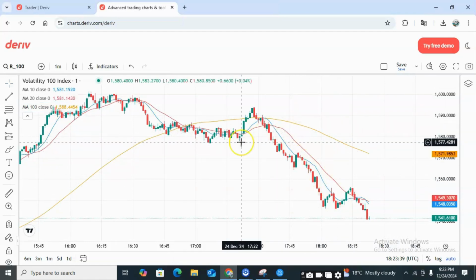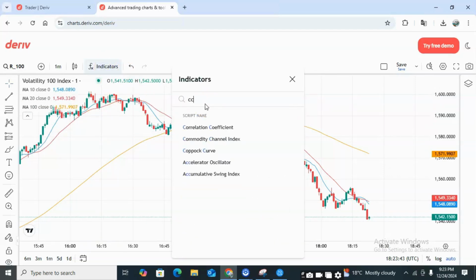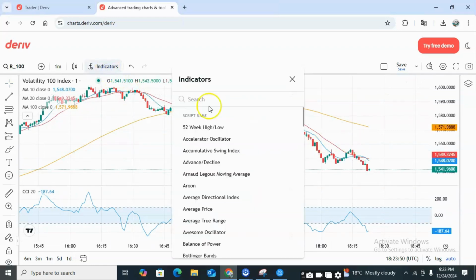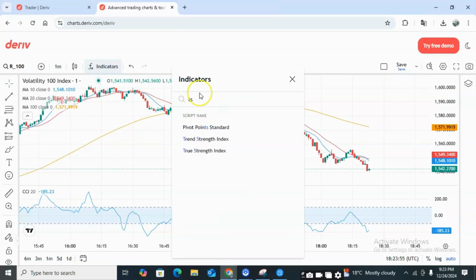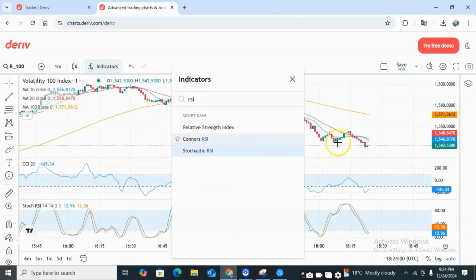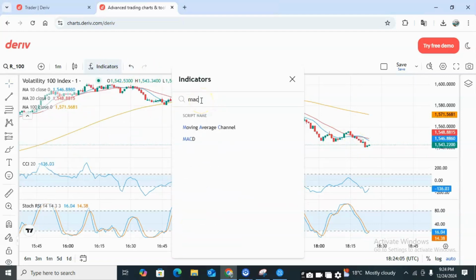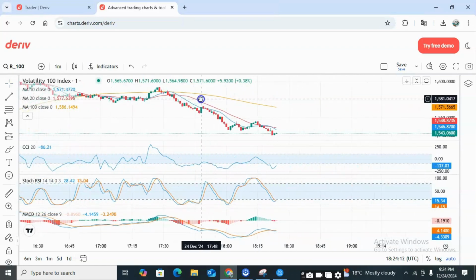The next thing that we need to do is go to indicators and add CCI. So we are going to add our CCI. Another indicator that we are going to use here is stochastic RSI. Let me add it here so that we can start off our strategy. Another indicator that we need here is MACD. So we are okay now.